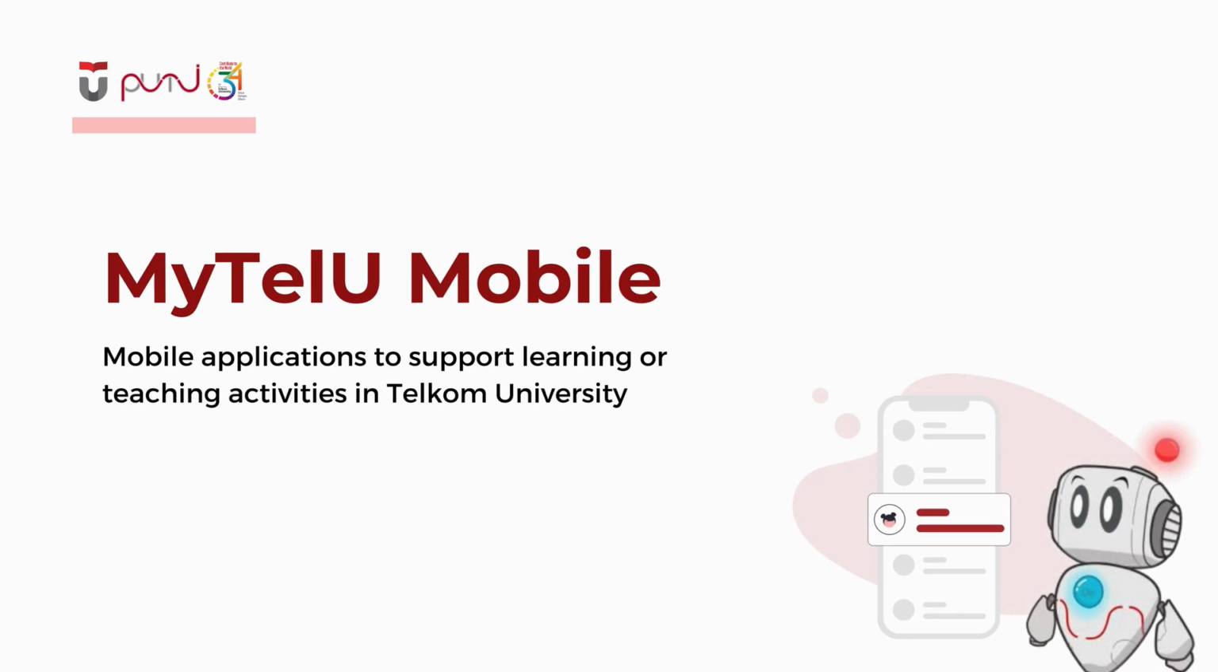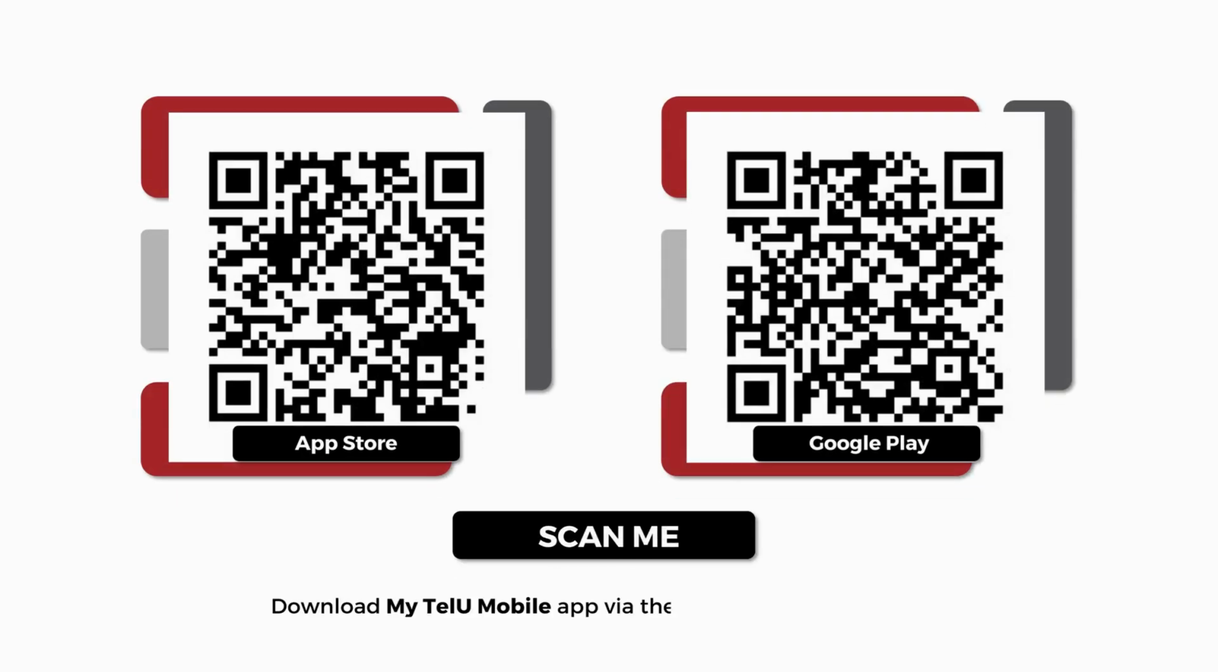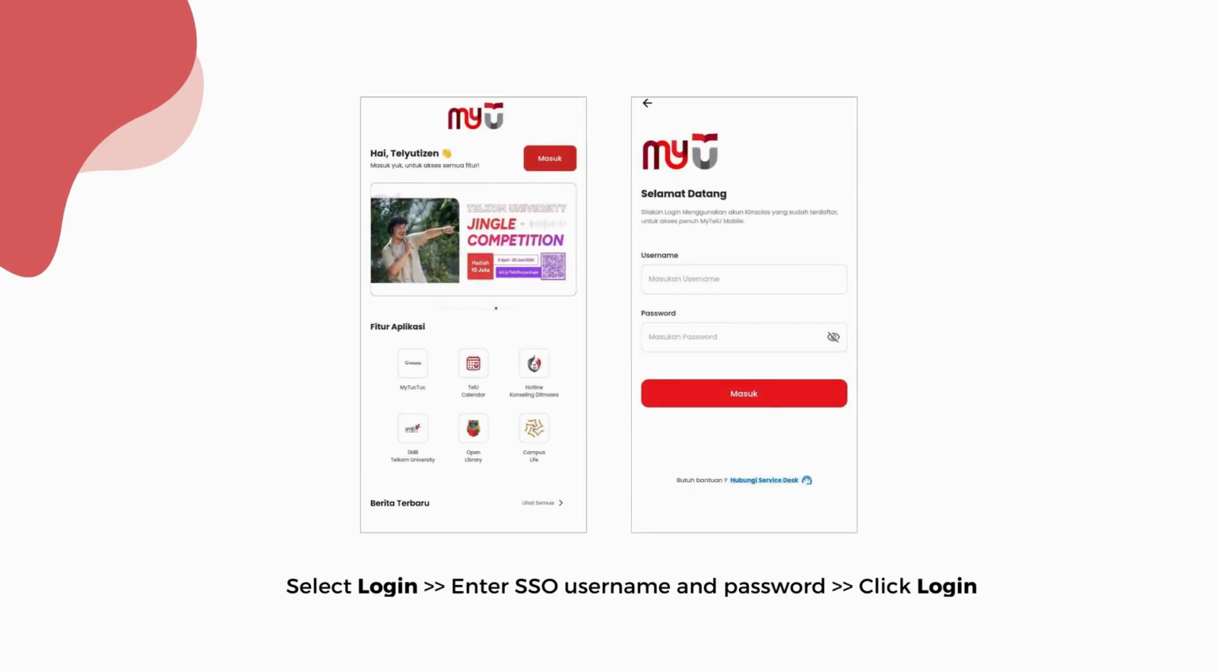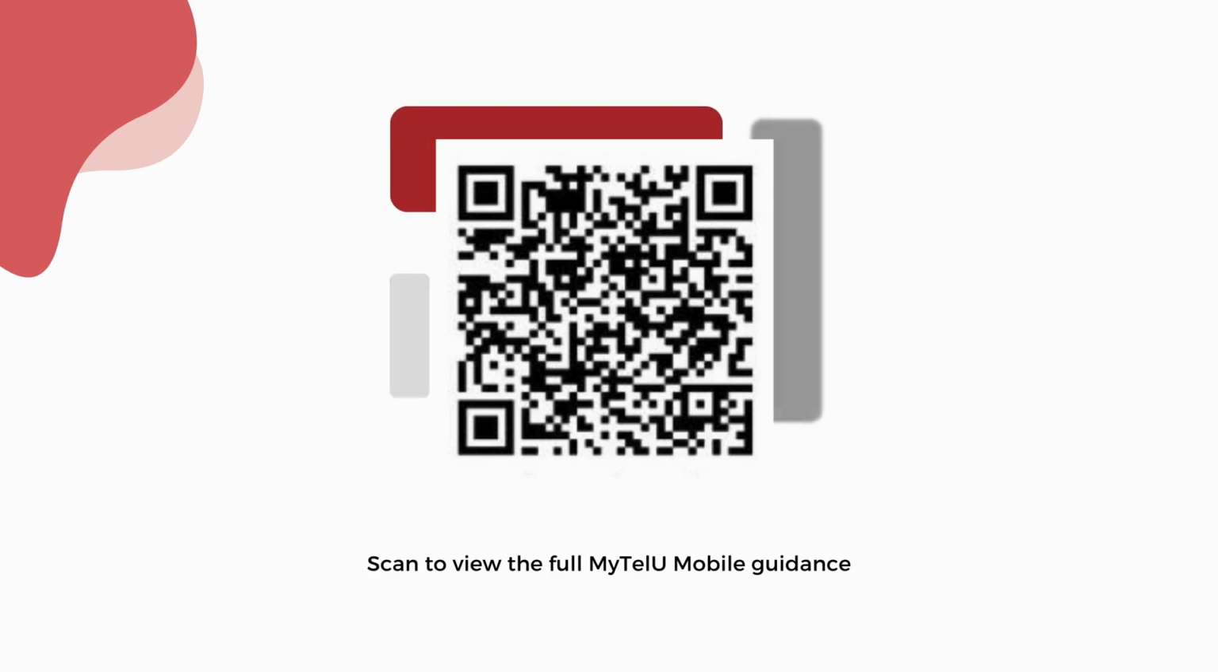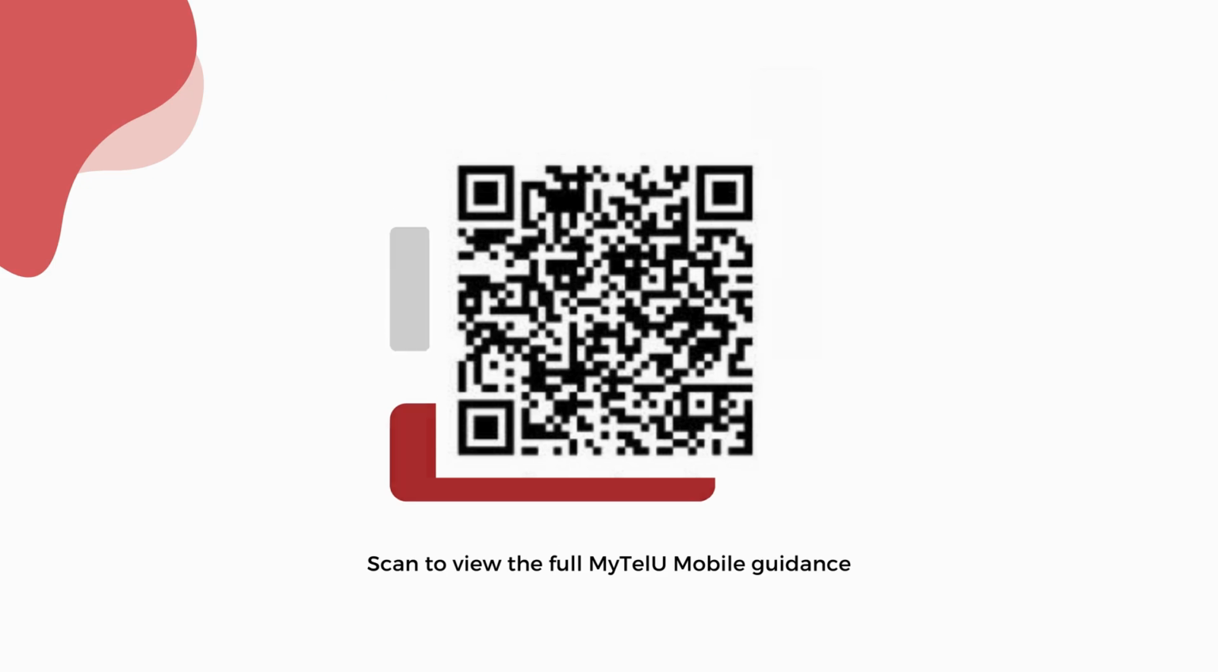The next service is My Telemobile, which is a mobile application to support learning or teaching activities in Telkom University. The first thing to do is install the My Telemobile application on your mobile device. You can download it via App Store or Google Play. Here is the page that will appear after opening the My Telemobile application. Please log in with your SSO account. You can scan this QR code to view the full My Telemobile guidance.